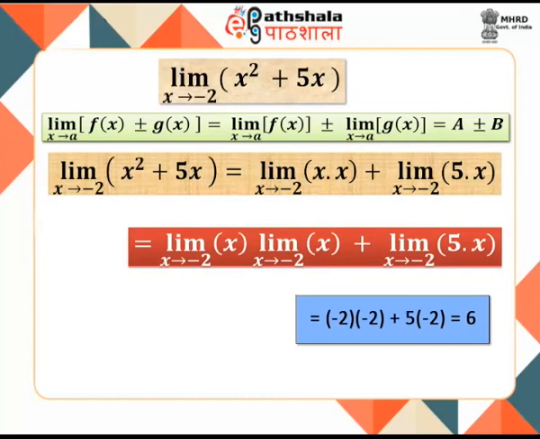We get limit of x square plus 5x as x tends to minus 2 is equal to limit of x into x as x tends to minus 2 plus 5 into limit of x as x tends to minus 2, which is further equal to limit of x as x tends to minus 2 into limit of x as x tends to minus 2 plus 5 into limit of x as x tends to minus 2. So minus 2 into minus 2 plus 5 into minus 2 equals 6.